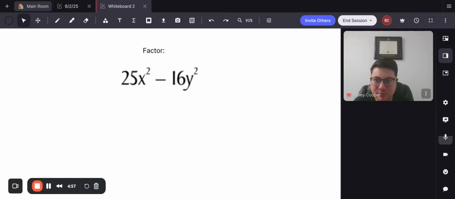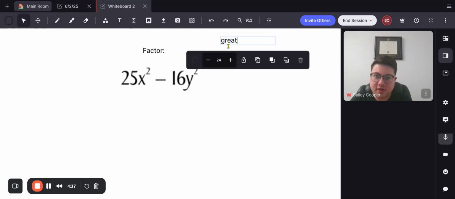I'm with My Math Experts, and today I'm going to show you how to factor the following expression, 25x squared minus 16y squared. So the instructions to factor are actually really vague, because the word factor means a lot of different things. We could mean factor by greatest common factor, which would look something like this, greatest common factor.